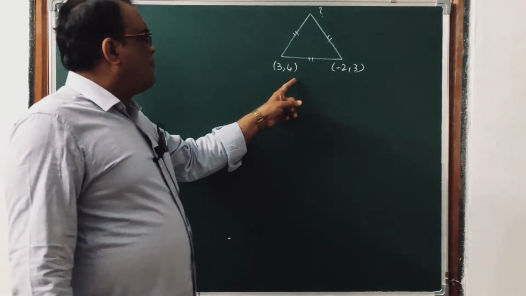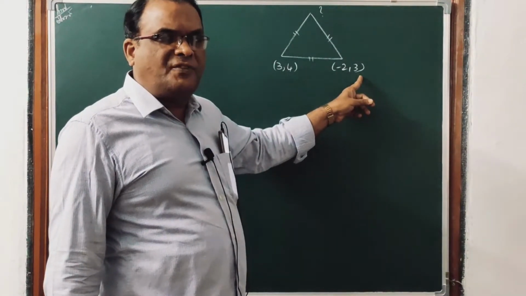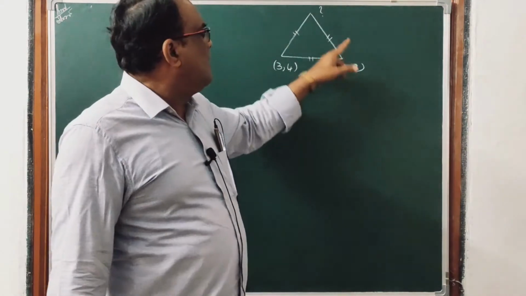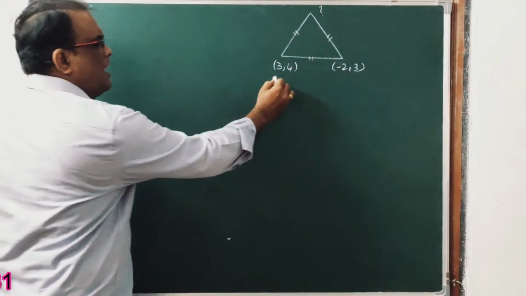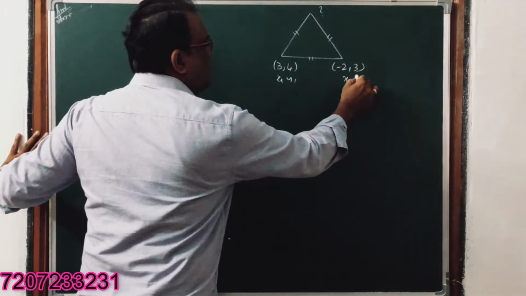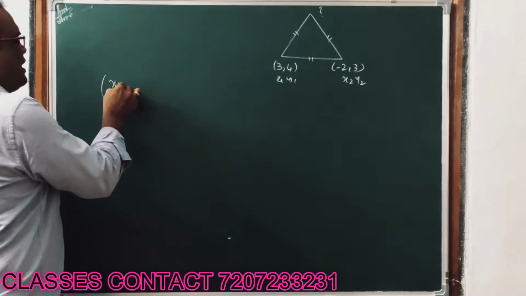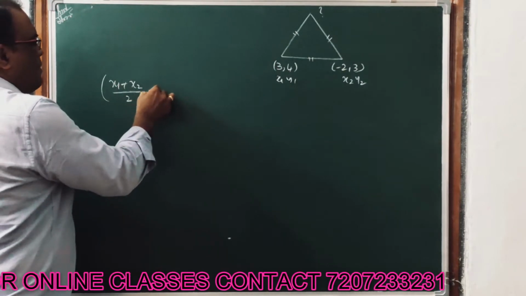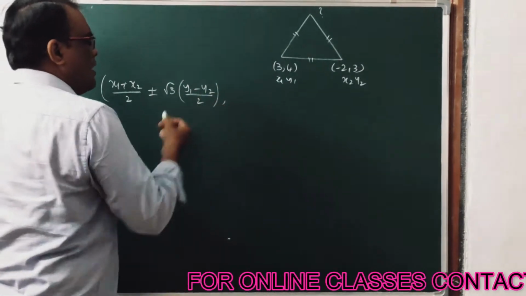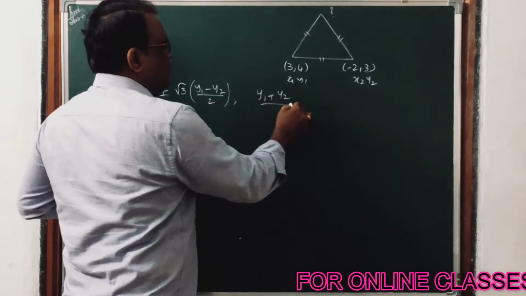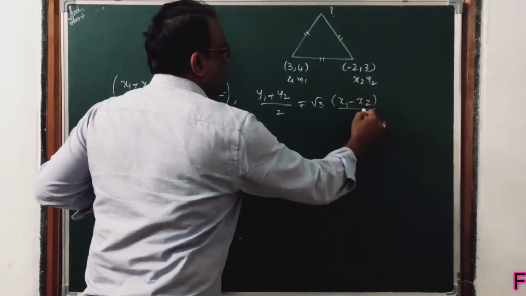If (3, 4) and (-2, 3) are two vertices of an equilateral triangle, then the third vertex is... that is the question. The third vertex of an equilateral triangle having (x1, y1) and (x2, y2) as two of its vertices is ((x1 + x2)/2 ± √3 (y1 - y2)/2, (y1 + y2)/2 ∓ √3 (x1 - x2)/2).